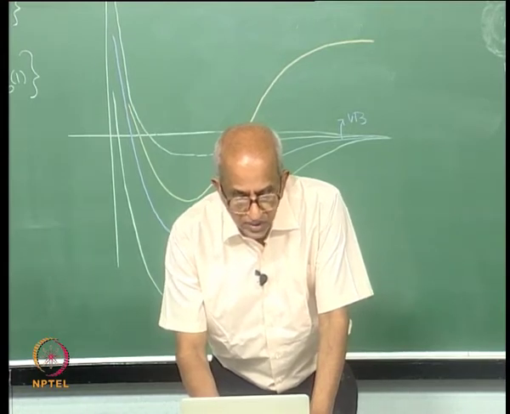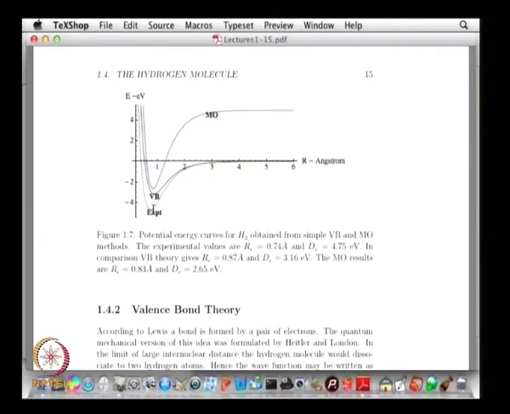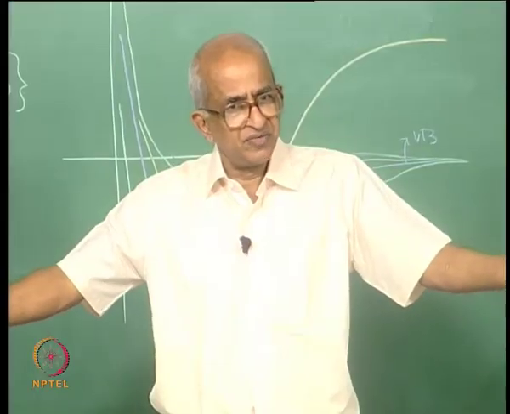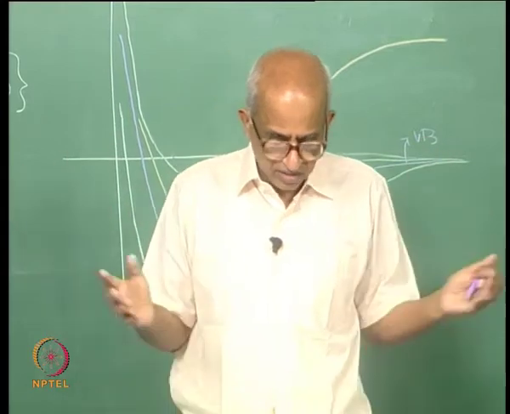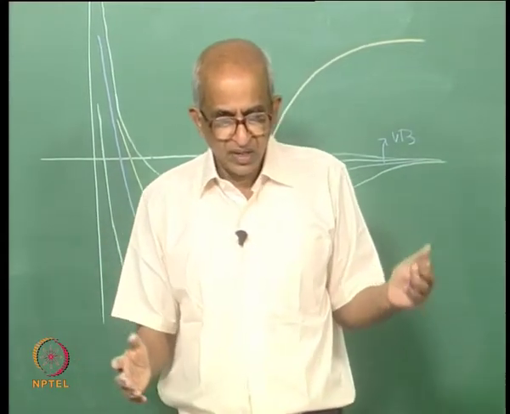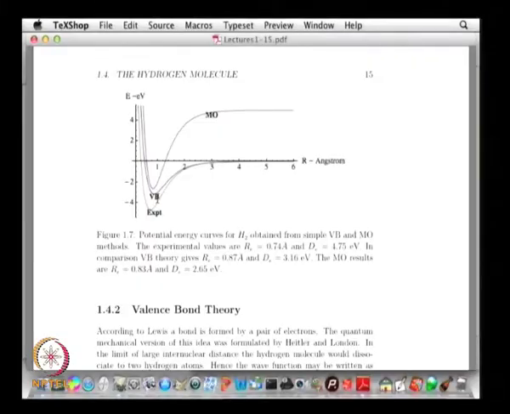So, this one is the experimental curve, that is the valence bond result, and this curve is the molecular orbital result. You can see that valence bond theory actually is better in two respects, better in that it describes the dissociation limit correctly, which is not surprising because that is how we constructed the wave function. But you also find that the energy predicted by the valence bond theory actually is better than the molecular orbital theory.